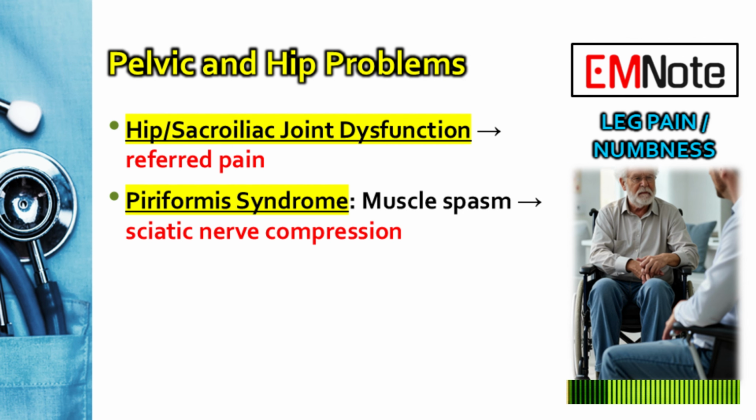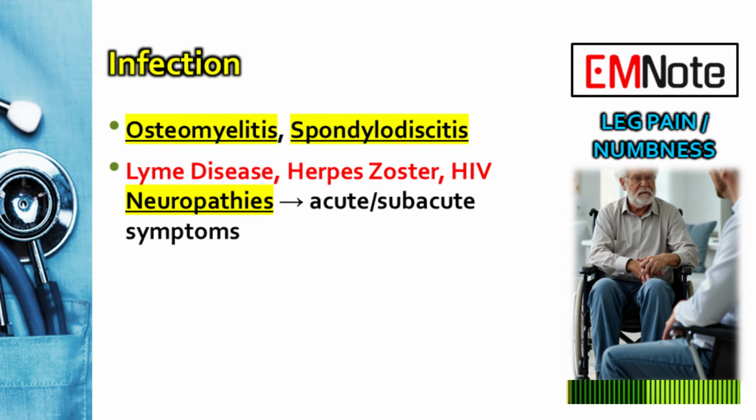Fourth on our list are pelvic and hip problems. Pain may be a referred symptom secondary to joint dysfunction in the hip or sacroiliac region. We must also consider irritation of associated nerves or conditions like piriformis syndrome, where spasm of the piriformis muscle compresses the underlying sciatic nerve. The next 2 categories require a meticulous history and laboratory investigation.